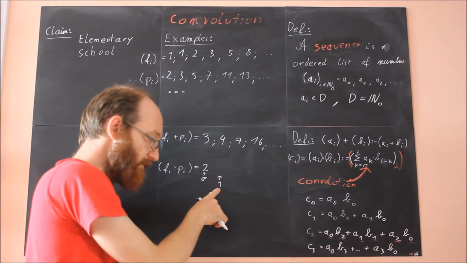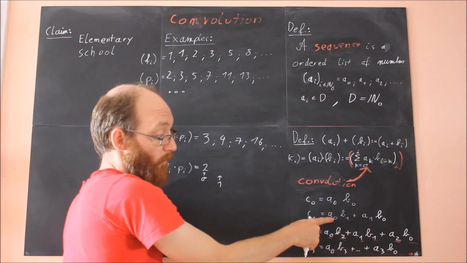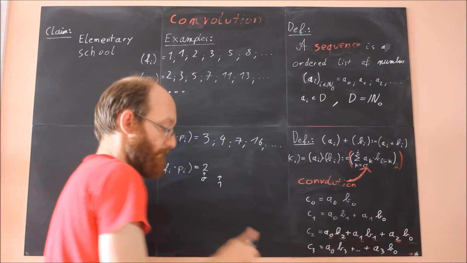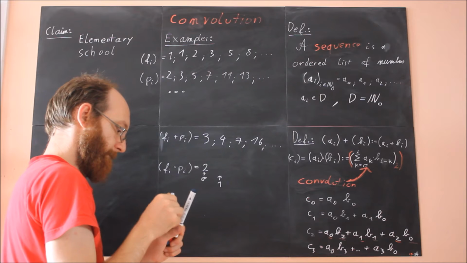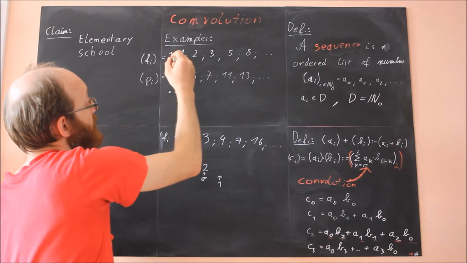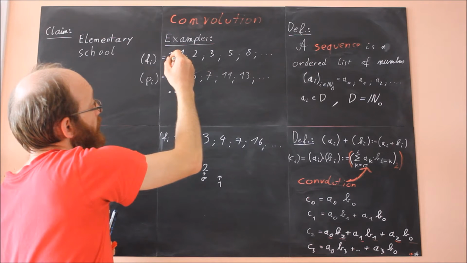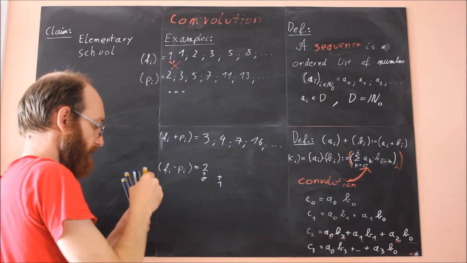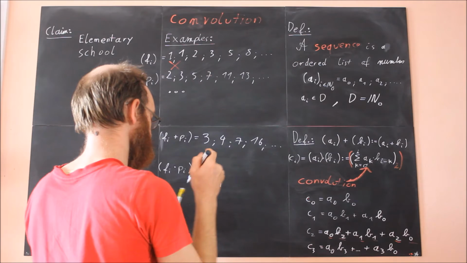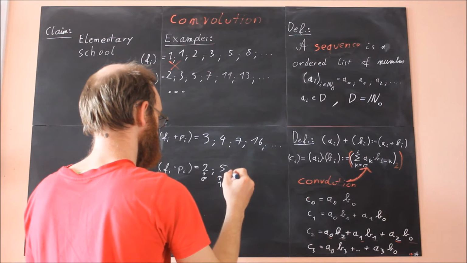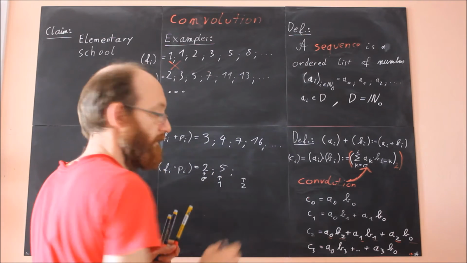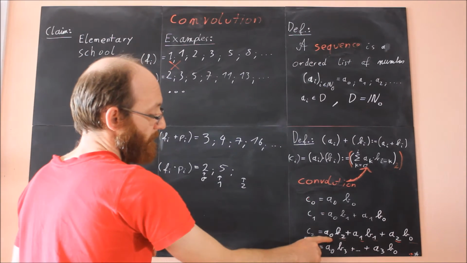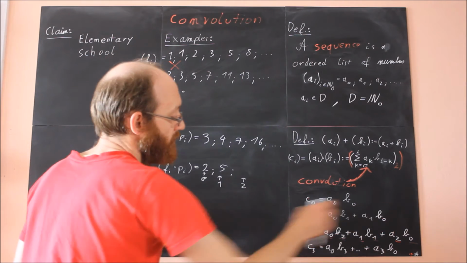Then position 1, we get A0 B1 plus A1 B0, and so we have 1 times 3 plus 2 times 1, so 3 plus 2, 5. And then the second position, A0 B2, and so on.